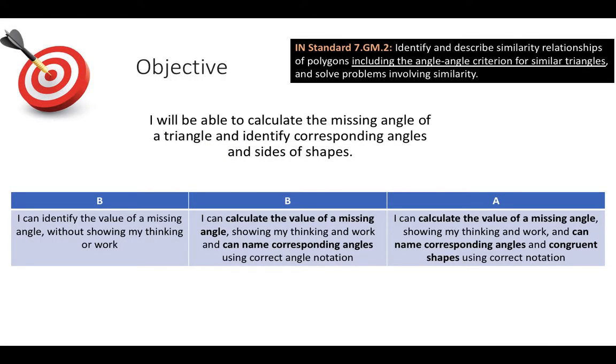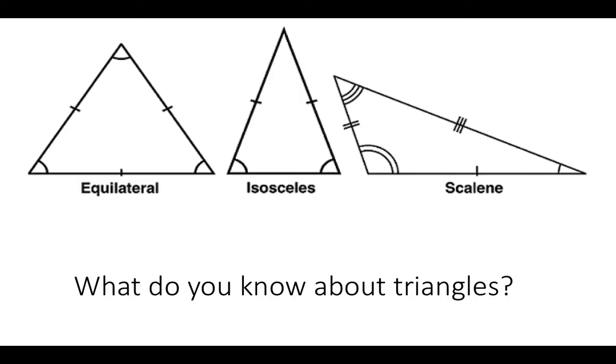Alright, our objective for this video is I will be able to calculate the missing angle of a triangle and identify corresponding angles and sides of shapes. This is our standard GM2. We're going to be focusing on the angle measurements.